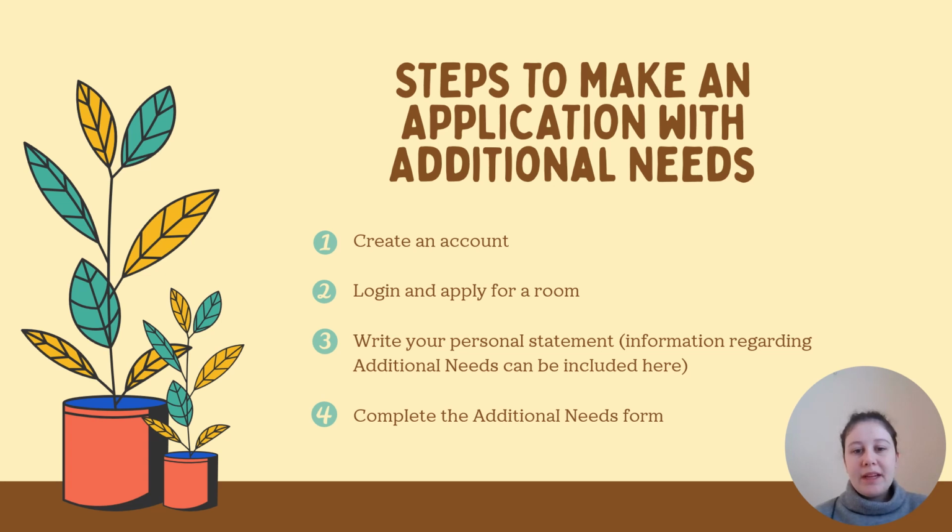Steps to making an application with additional needs. So the first thing you need to do is to log on to the accommodation office's website to apply for a room. You might need to create an account if you have not created one in previous years. Once you've created one, or if you already have one, you can log in to apply for a room. This is an online application, so you'll be brought through it intuitively as you click on the next steps once you're answering the questions along the lines of what your student number is, what year you're currently in, etc.